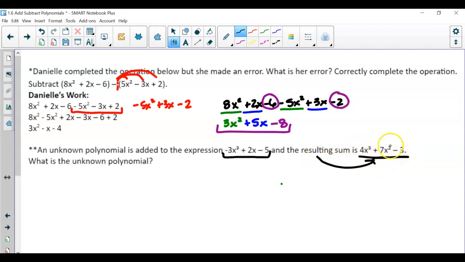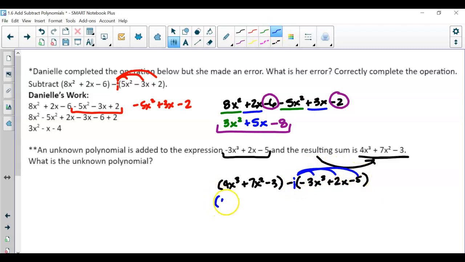So think about this as if this is the perimeter, right? This is where we're starting with. This is the answer. We're looking for the other polynomial. So that's why you needed to subtract, starting with that answer, right? So 4x cubed plus 7x squared minus 3. We are subtracting to find the other unknown polynomial. So we're subtracting -3x cubed plus 2x minus 5. But then, of course, distribute the -1 here.